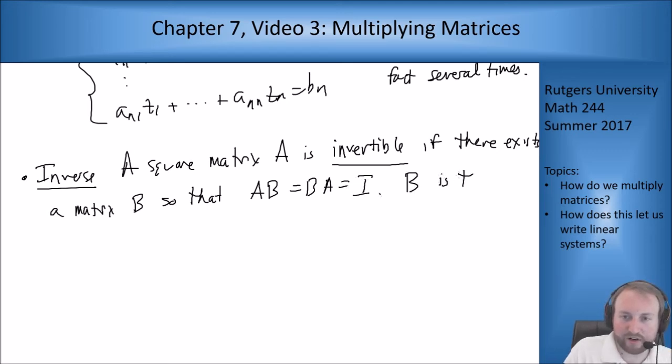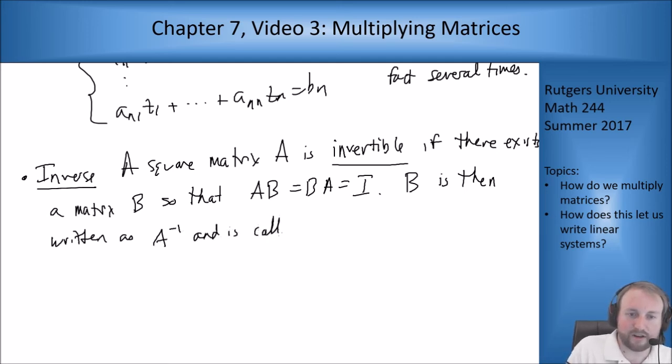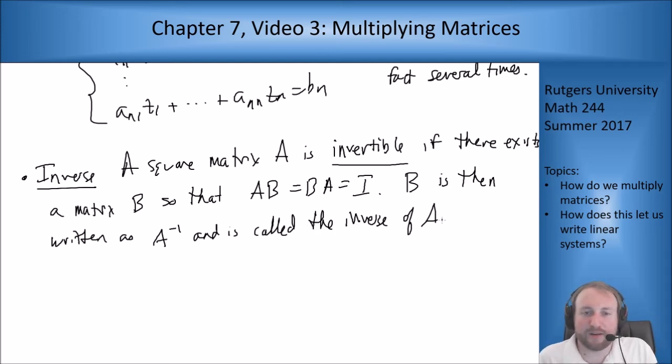B is then written as A inverse and is called the inverse of A. So it's invertible if we can multiply by something to get the identity, which is nice to have. It lets you sort of cancel it off of one side of the equation, right?